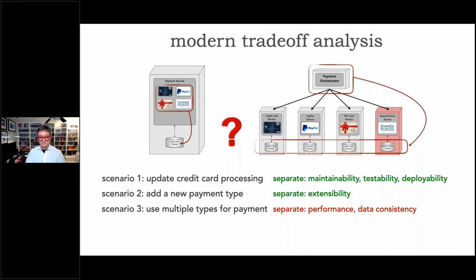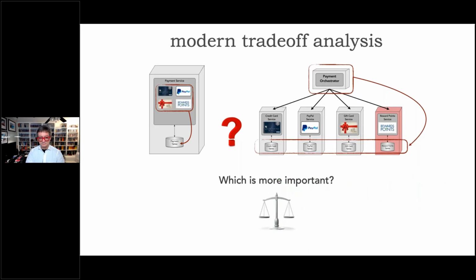Now that I've done my trade-off analysis using all relevant business cases, I can go to my business stakeholders or my product owner and say, by the way, which is more important to you: performance and data consistency, or extensibility and agility, the ability to respond quickly to change?